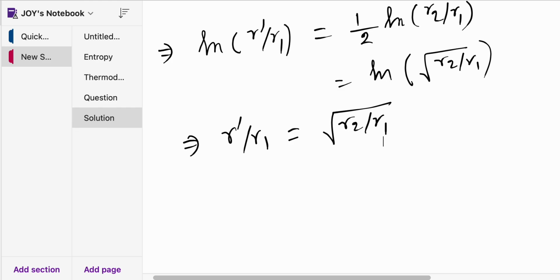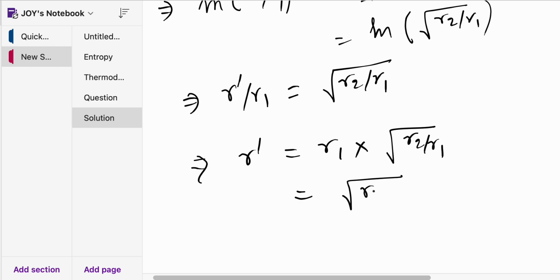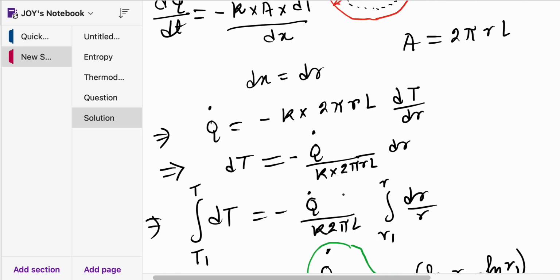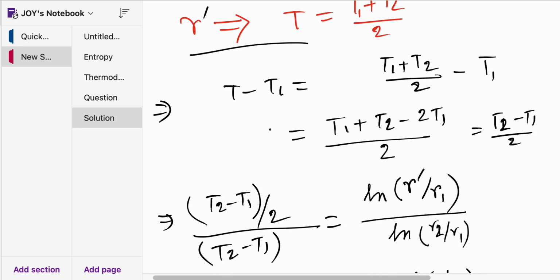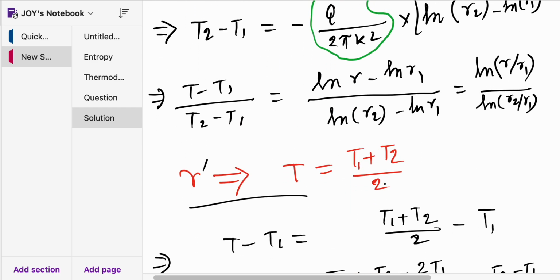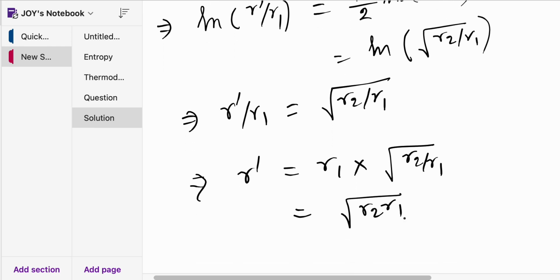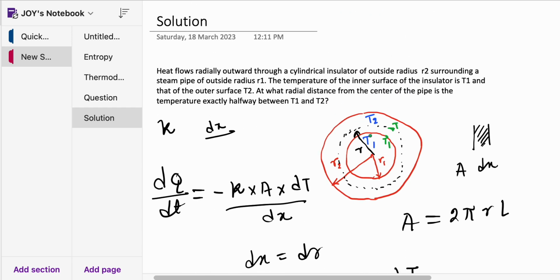So the radius will be r equal to r1 into root over r2 by r1. So it will be actually root over r2 by r1. So that means, now we have calculated these things, at what radius will the temperature be exactly T equal to T1 plus T2 by 2, which is actually r prime equal to root over r2 by r1. So at this radius the temperature will be just exactly halfway between these two surfaces.